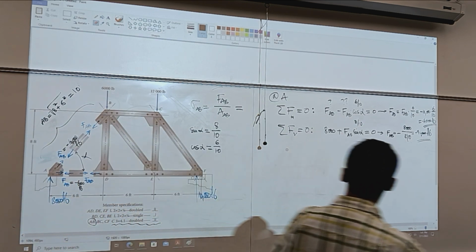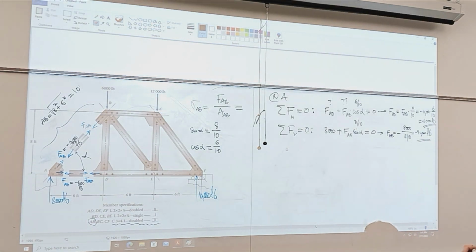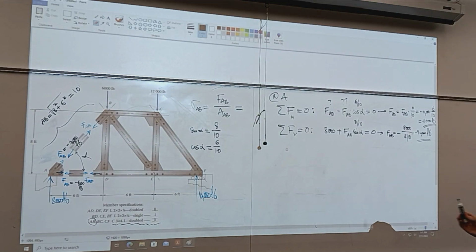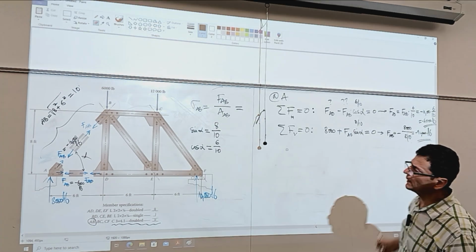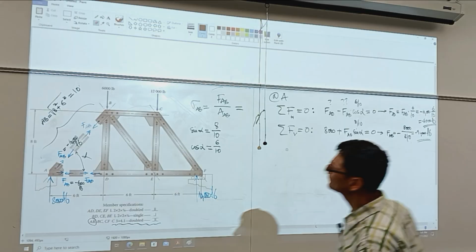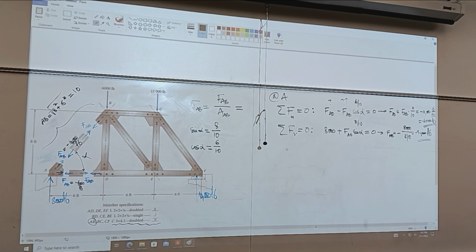Is it really positive? Positive, yes. So I've got this negative 10,000. Yeah, apparently they are both in compression.